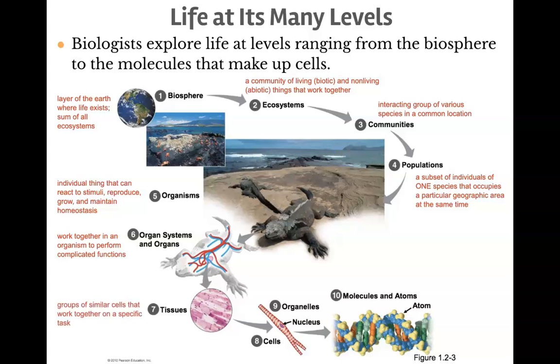Tissues then are going to make up different organ systems. They are groups of similar cells to perform a specific task. Here in this image, I'm actually showing you cardiac muscle. And I know this because I teach anatomy, my background, and I actually see intercalated discs here, these kind of Z-shaped squiggly lines here. This is very much muscle tissue.